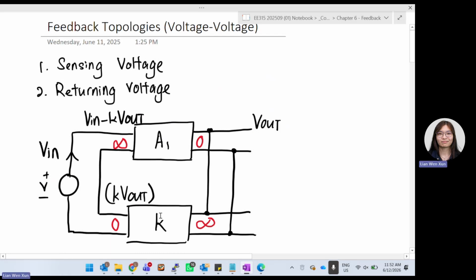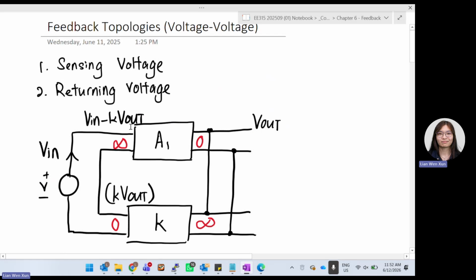Now my K wants to pass voltage back into my A. It is a voltage source now, and I want to subtract the voltage sources. Just like I mentioned, if you want to subtract a voltage source, it needs to connect in series. So I connect my input in series. My input now is basically V in, and my K output is K times V out.